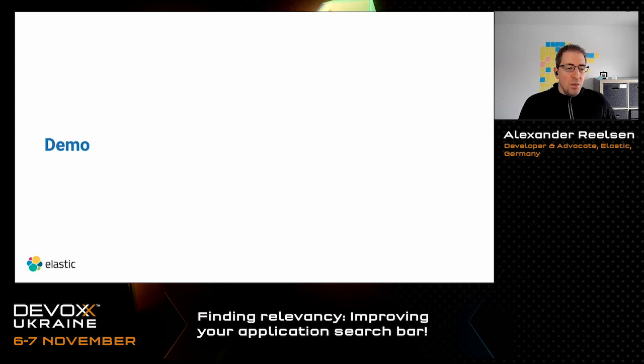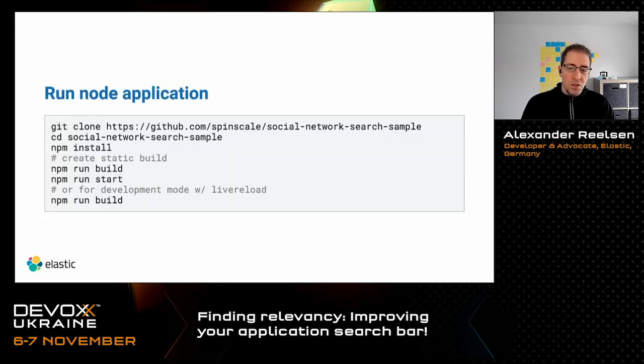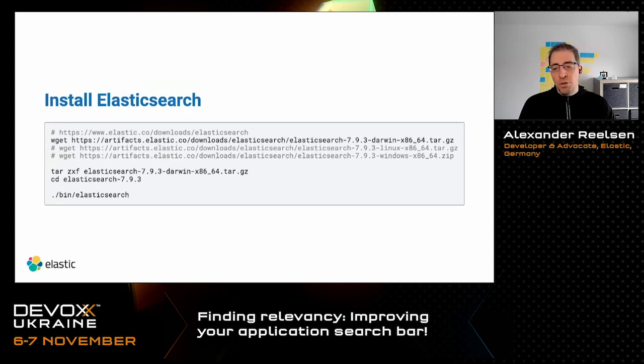So I would say we can start the demo. Quickly, if you want to rebuild this, you can just clone the GitHub repository, run npm install, create a static build so it doesn't do live reload, or you can change the small Svelte application and have live reload as well. You need to install Elasticsearch. The current up-to-date version is Elasticsearch 7.9.3. You can just download it, you can unzip or unpack it. It's a TGZ archive, and start it.